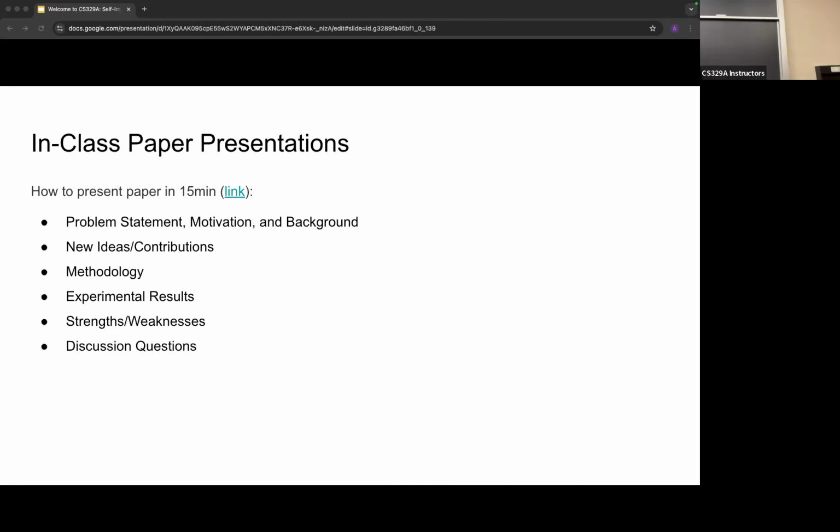What will you present? I think we're trying to model it next week, but it's basically as if you were the author or the critique, the reviewer of that paper. You will present what was the problem statement, what was the motivation and background of why these folks chose to try to solve this problem. What are the new ideas and contributions in this paper? What is the experimental methodology? What kind of experiments did they run? What are the strengths and weaknesses? And also some what-if questions of what should have changed for this experiment to be done better?